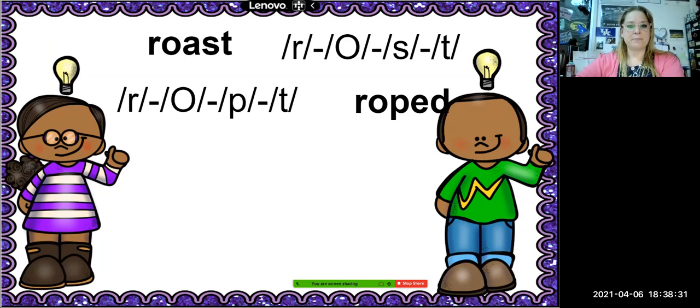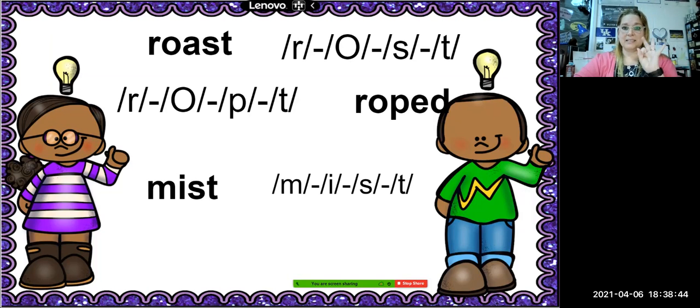Now we have the word mist. Mist. Still one syllable. What are your sounds? We have mist. 4 sounds. What's the blend? Yeah, it's the st. Good.